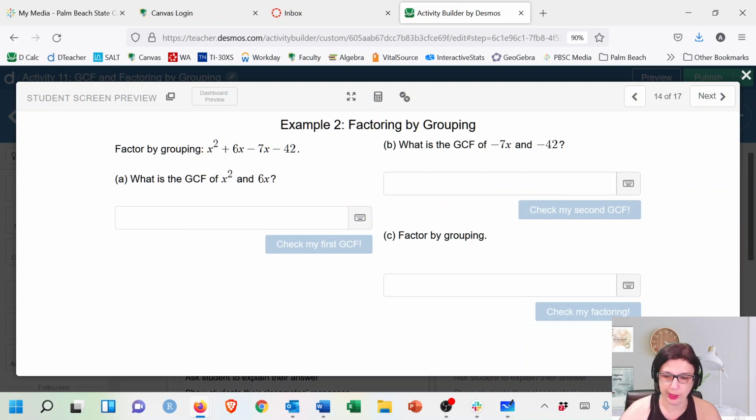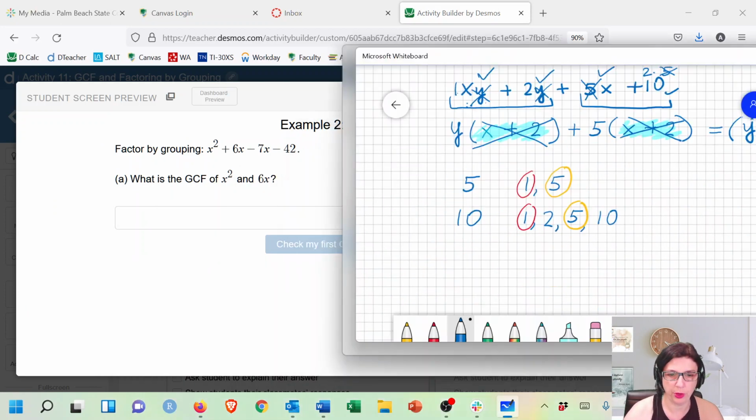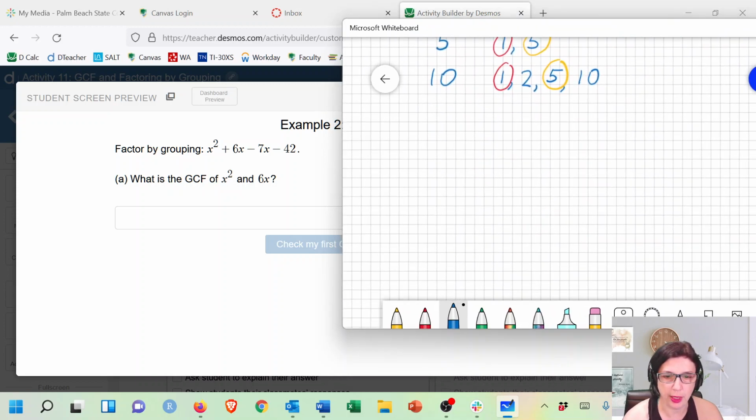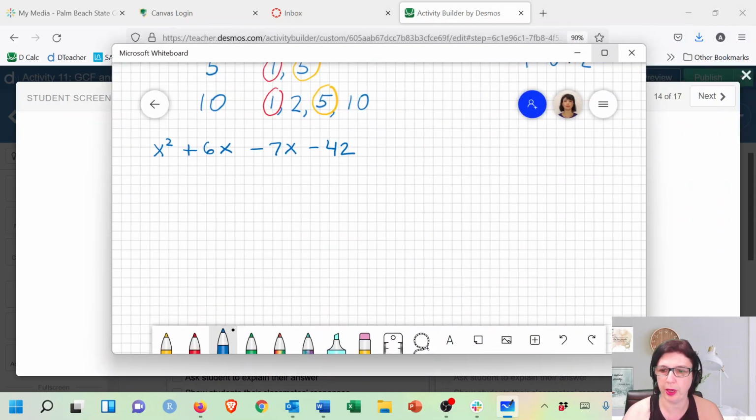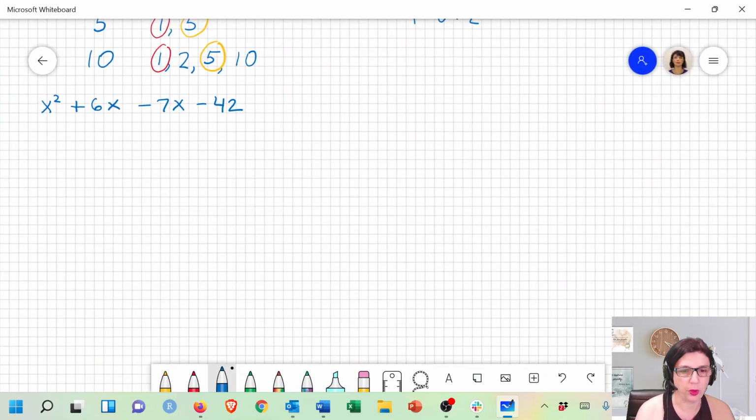Okay, so let's take a look at one more example of factoring by grouping. Let's say I have x squared plus 6x minus 7x minus 42, and I want to factor it by grouping. How do I do that? Okay, so again, we're looking at the first two terms and the last two terms.